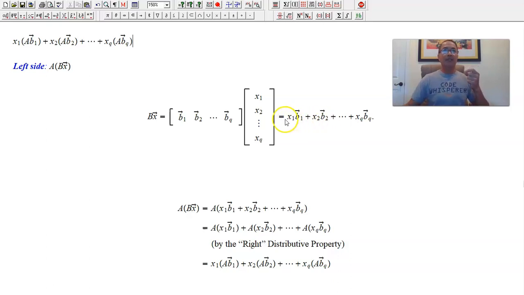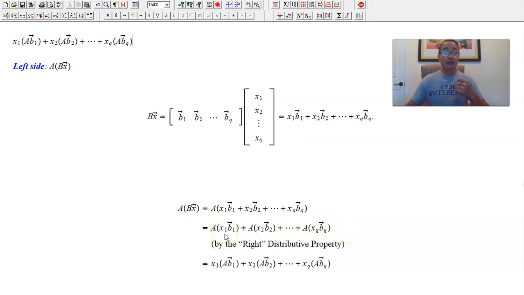So now, what happens if you multiply Bx by A? We will take this answer, and then we will multiply by A on the left. We're back in chapter 1. So we have the distributive property, which I just mentioned a few minutes ago. We can distribute A to each of these terms. Each of these terms is a vector. So we have A times x1 b1 plus A times x2 b2, and so on. That's all the way back from chapter 1.